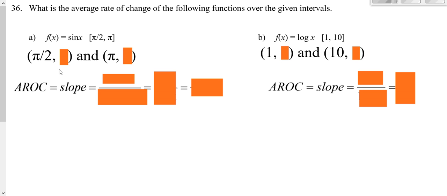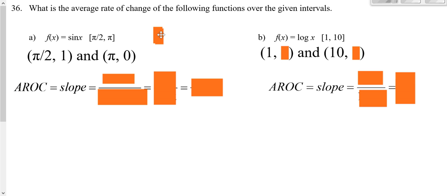Well, we'd have to plug that in. Sine of pi over 2 would be the y value at the top of your unit circle, which you know is 1. And then you'd have to plug in your other x value of pi to be able to get your other point. And the sine of pi, you should remember, is 0.